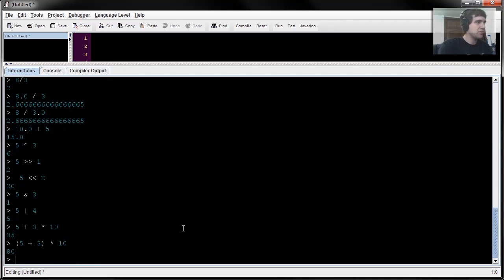Of course that works. Now, you can use nested parentheses all day long, but you can only use parentheses. You can't use brackets to group things together. You can't use braces or anything else. You can only use parentheses. So this is perfectly legal.